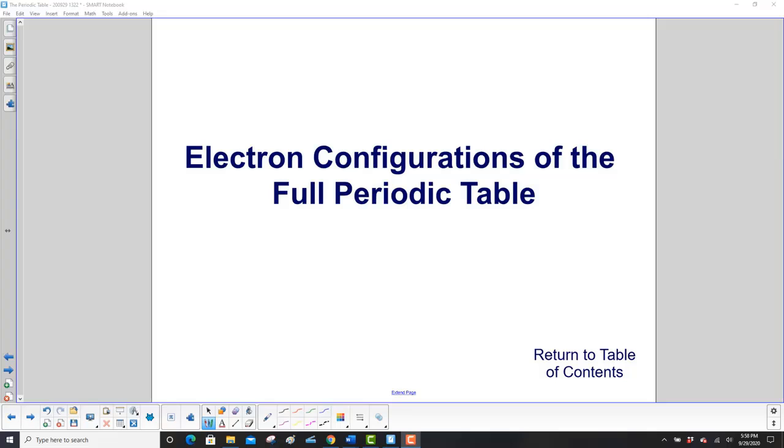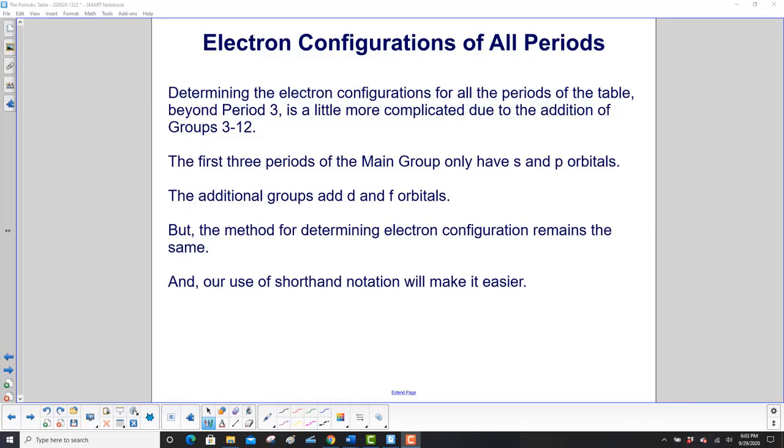Electron configurations of the full periodic table. Determining the electron configurations for all the periods of the table beyond period 3 is a little more complicated due to the addition of groups 3 through 12.